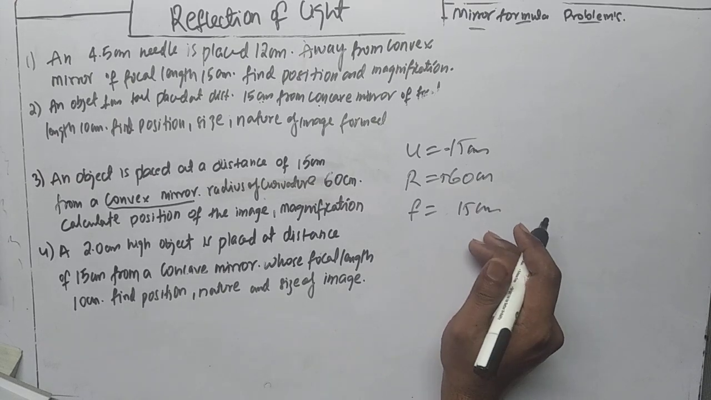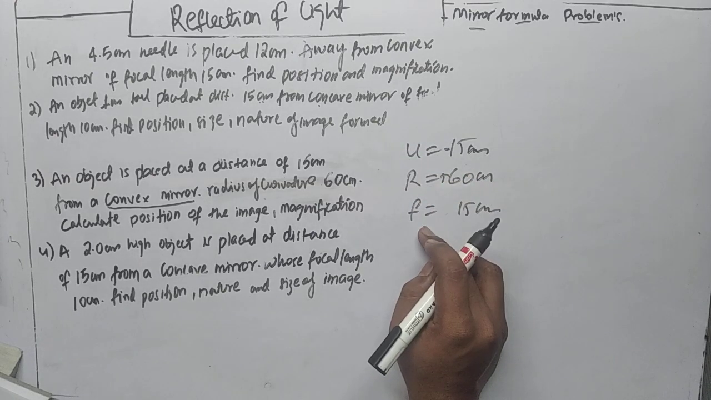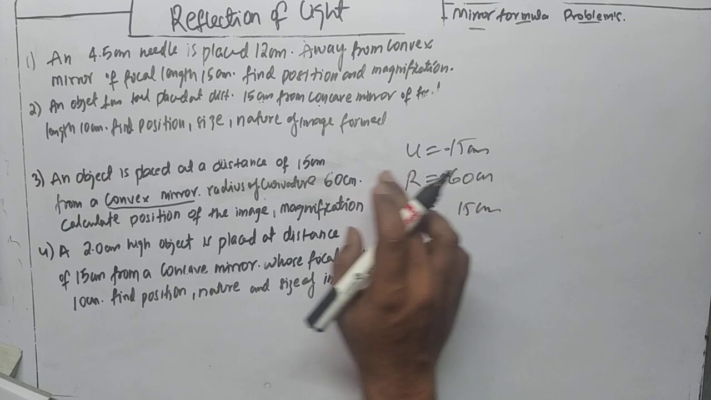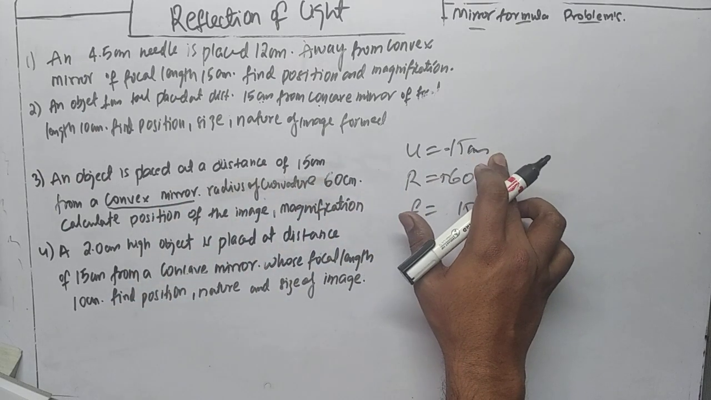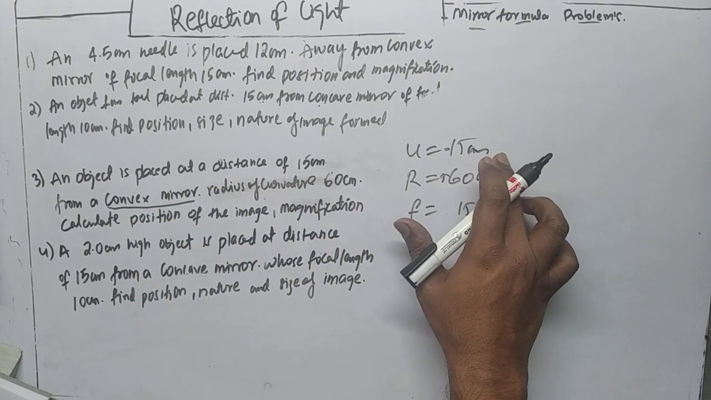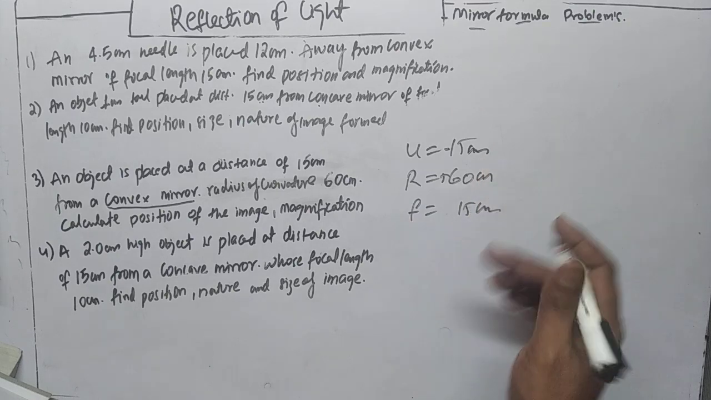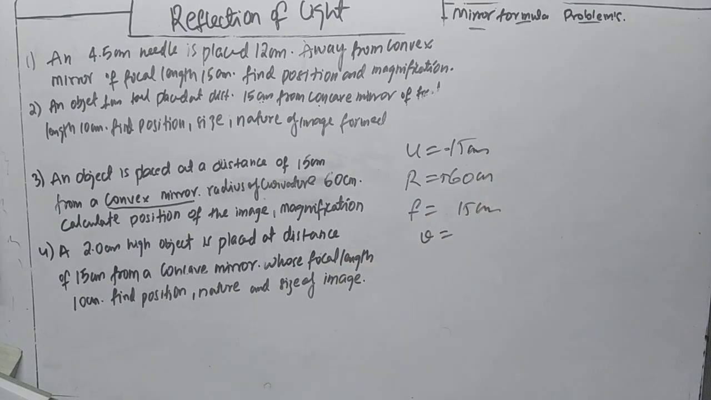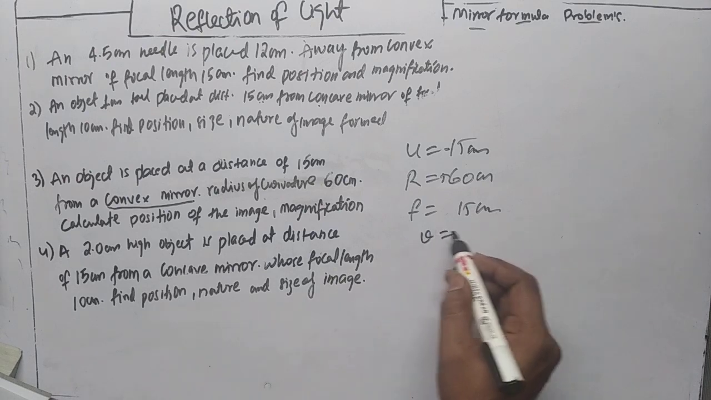Now the u and f values are both the same. It means that the object is placed at the focal point. When the object is placed at the focal point, you can find the v value with the help of the mirror formula.